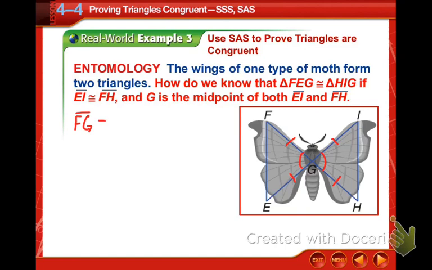FG is congruent to GH. And the reason is that G is the midpoint of FH. So there's our side. That's a little bit too big.